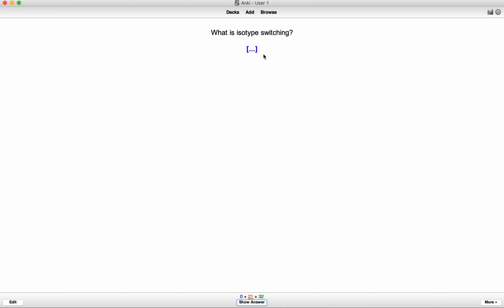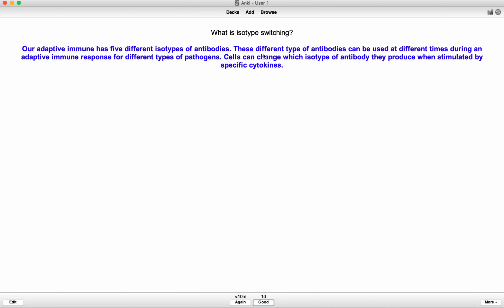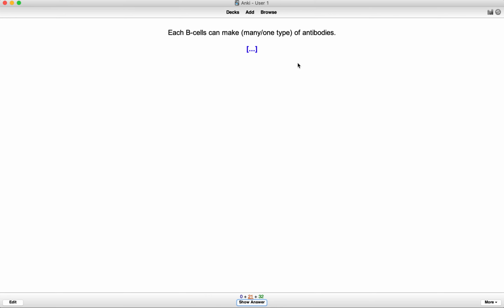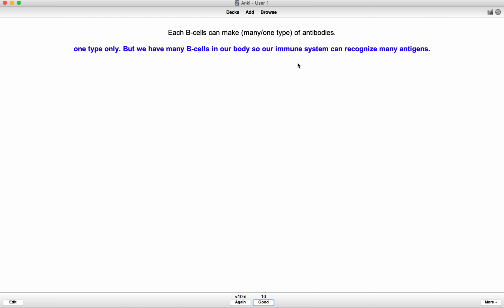What is isotype switching? It's not isoform switching. Oh, it was this one. What the hell? There are 5 different isotypes, and these have different functions. B cells can change which isotype of antibody they produce when stimulated by specific cytokines. Each B cell makes one type of antibody, but we have many B cells that can produce a wide variety of antibodies.